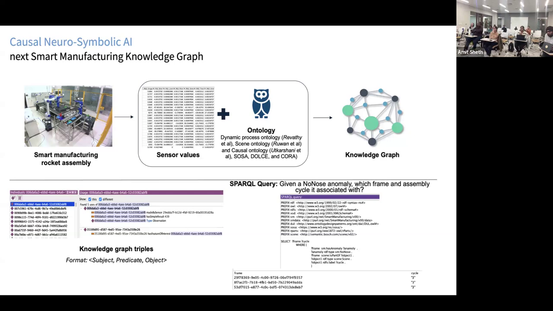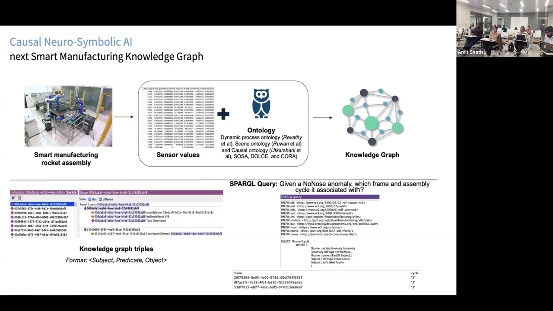And now we can use this knowledge graph to query and ask, given a no-nose anomaly, so there was a nose missing, which frame in the data set that we have, which time frame, and which assembly cycle was it associated with. And it can tell you that it was the third cycle where it happened, and these are the UUIDs, which are machine readable, for which frame this anomaly was associated with. So as you can see, there were 3 different frames where this anomaly had happened.